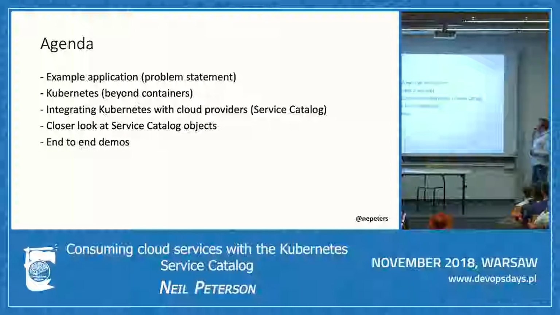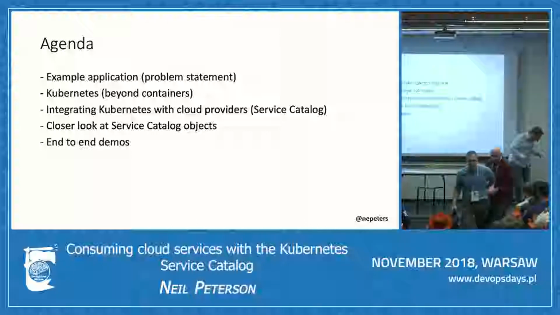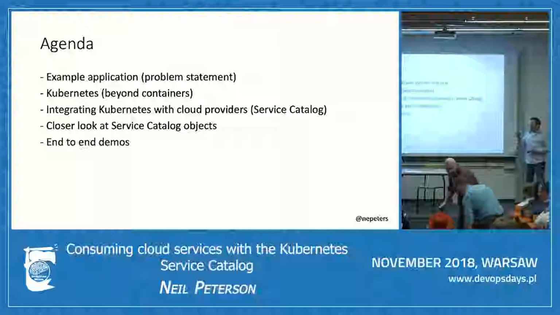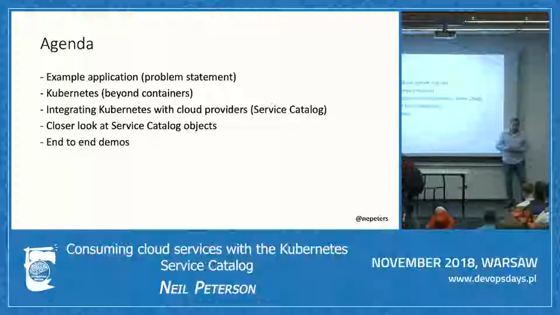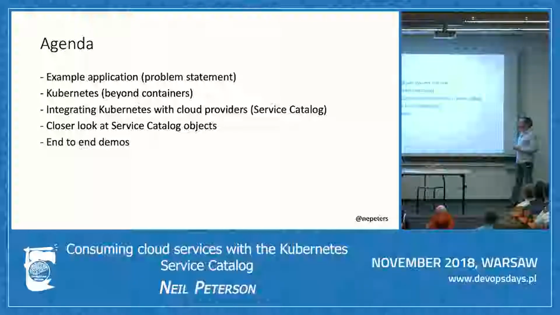So the agenda here is, before talking about Kubernetes and the Service Catalog, we're going to look at a modern application and lay out the problem statement of what the Kubernetes catalog is trying to solve. Then we'll talk about Kubernetes a little bit. And I'm really going to emphasize the beyond containers here, and we'll talk about what exactly I mean by that.